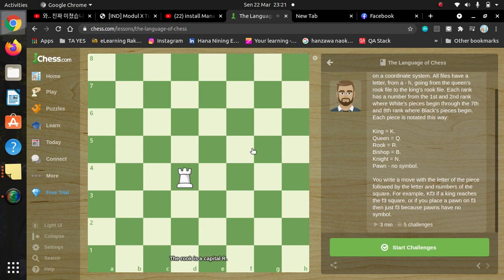The rook is a capital R, the queen a capital Q, the bishop a capital B. The knight, however, is a little bit different. Since the capital K is already used for the king, we use a capital N for the knight. For example, N E6.